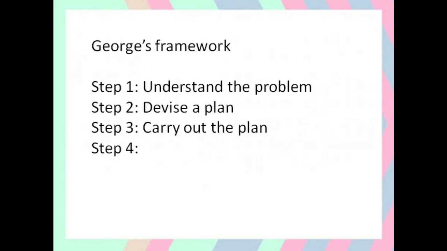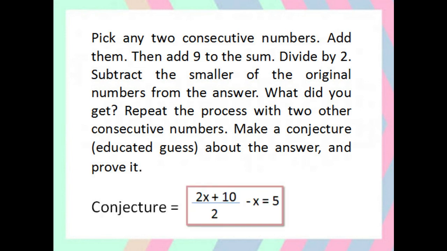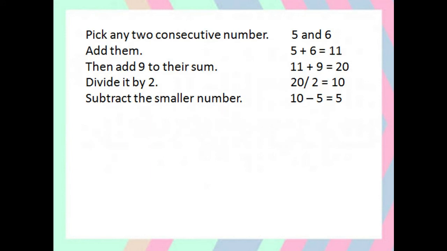And for step 4, look back and reflect. The problem states to prove our answers, to show why they are always possible. Our answer is this conjecture. Let's answer why. We will have two questions to answer: why and how our investigation happened.